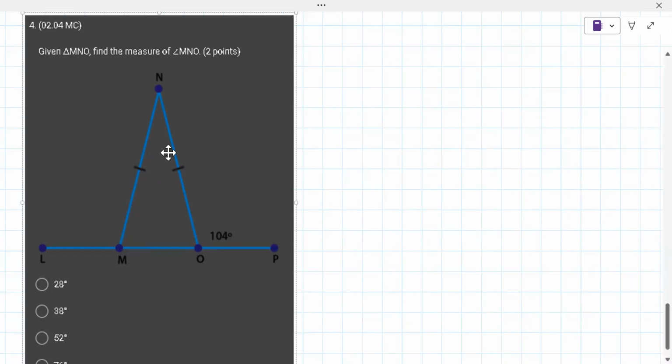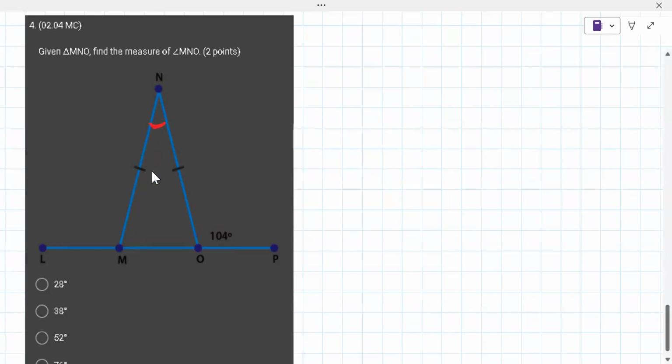Given triangle MNO, find the measure of angle MNO. Wait. Sorry, given triangle MNO, find the measure of angle MNO. Okay, like I'm learning to read again. MNO is up here at the top, okay? This is an isosceles triangle.